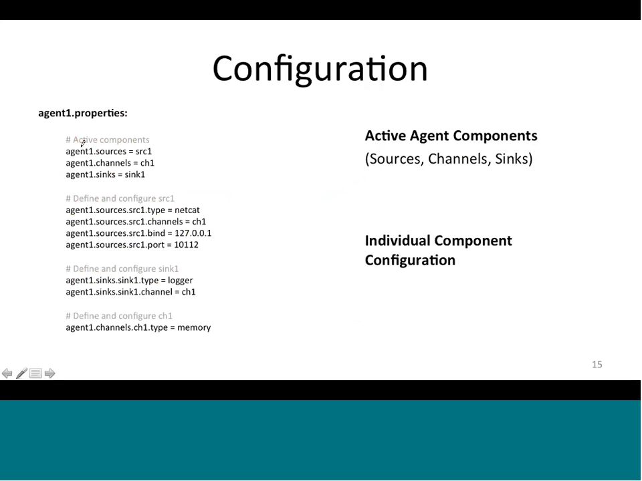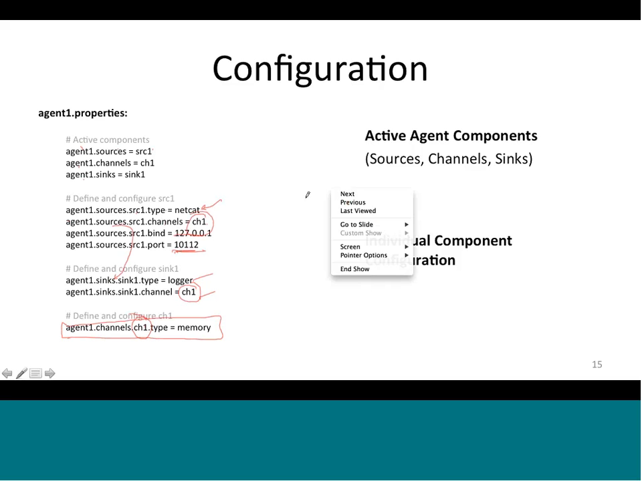So you have agent1 source src1, channel ch1, sink is sink1. So you say src1 type netcat, channel is ch1, which it will publish to, bind address is this, port is this. This is because it's netcat. It needs the IP and the port for doing netcat. And then the sink is a logger sink. It's tied to ch1, and the channel definition is this. So by doing this, you have tied the source to the sink by way of the channel. Because by mentioning the channel name here, you are able to connect it.